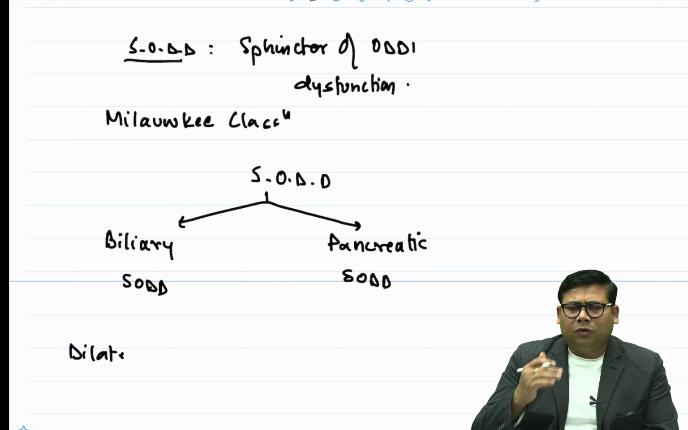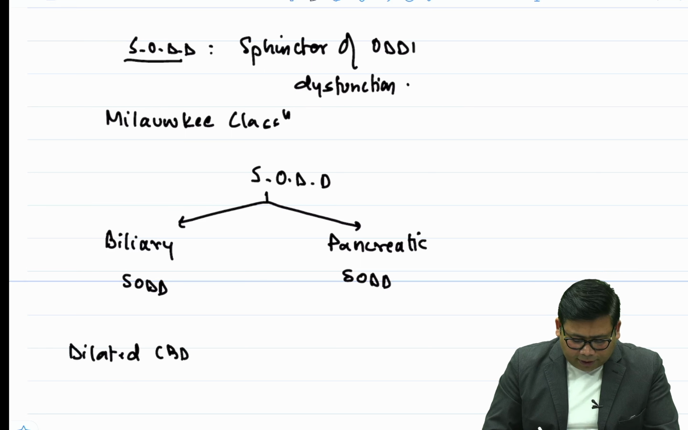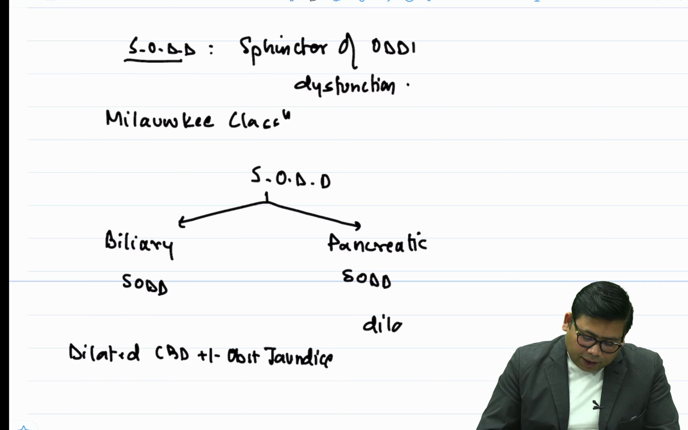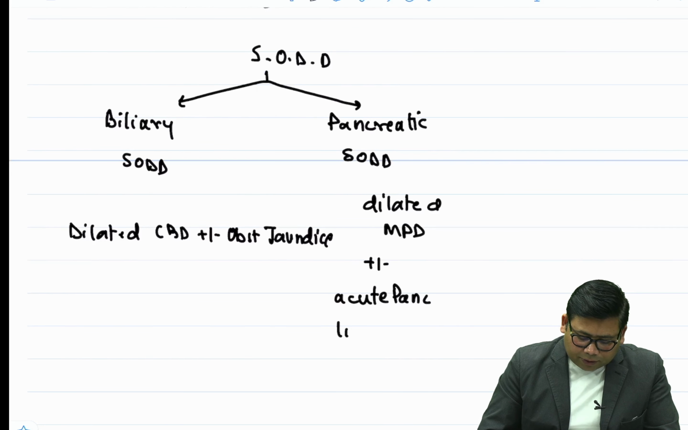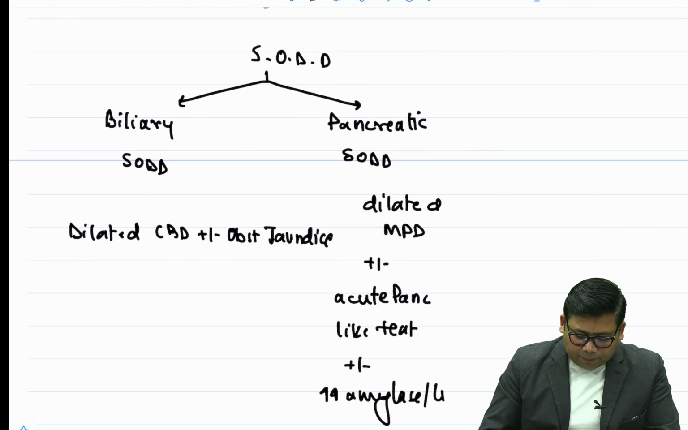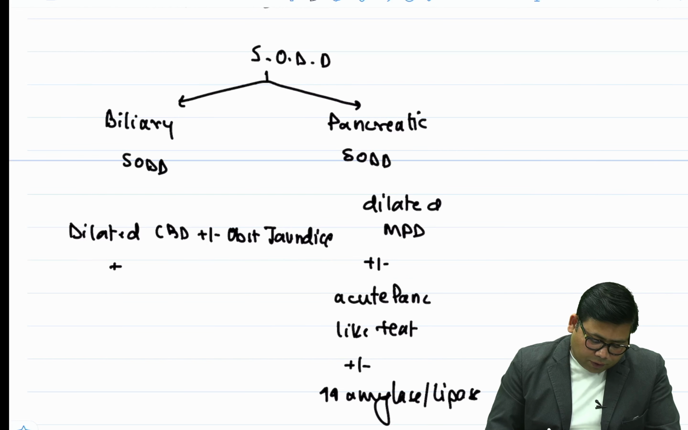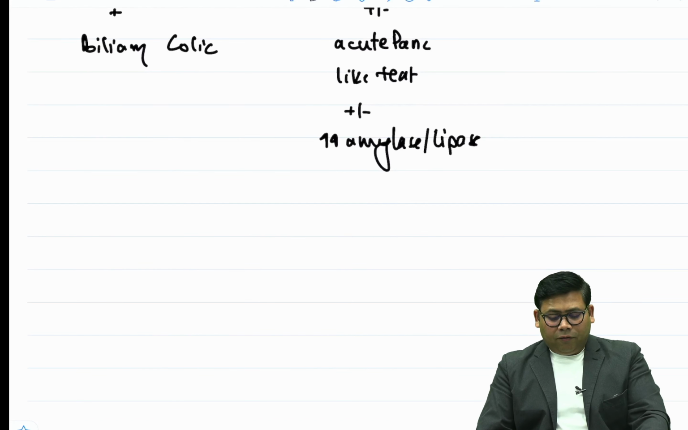We have further grading into three types: dilated CBD plus minus obstructive jaundice. This is what you get to see here. Here you get to see dilated MPD, main pancreatic duct, plus minus acute pancreatitis-like features, and plus minus elevation of amylase and lipase. Here also, when you talk about the features, you get to see the features of what colic? Biliary colic. This is what is very important.